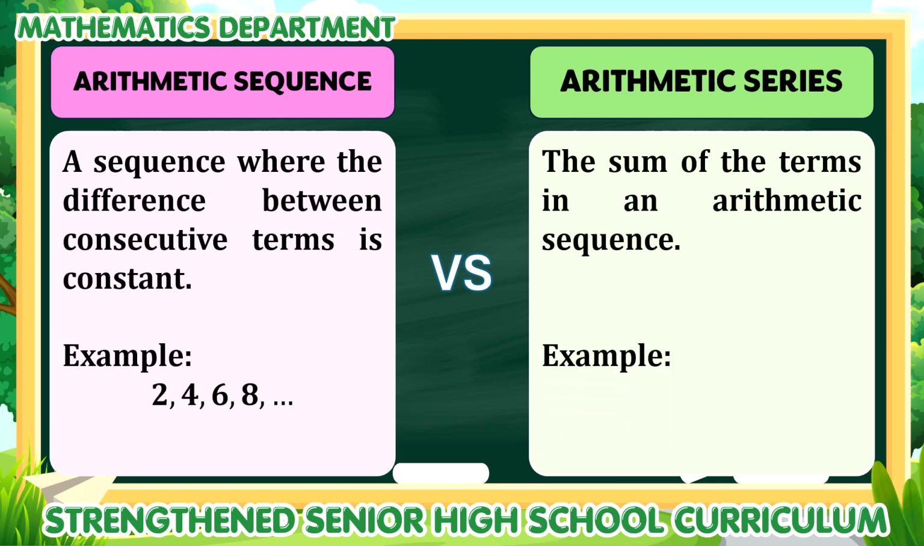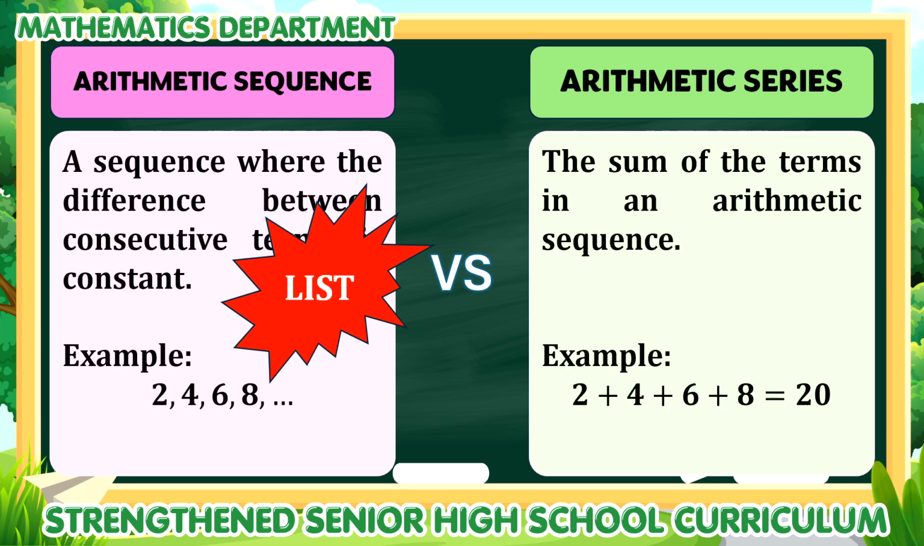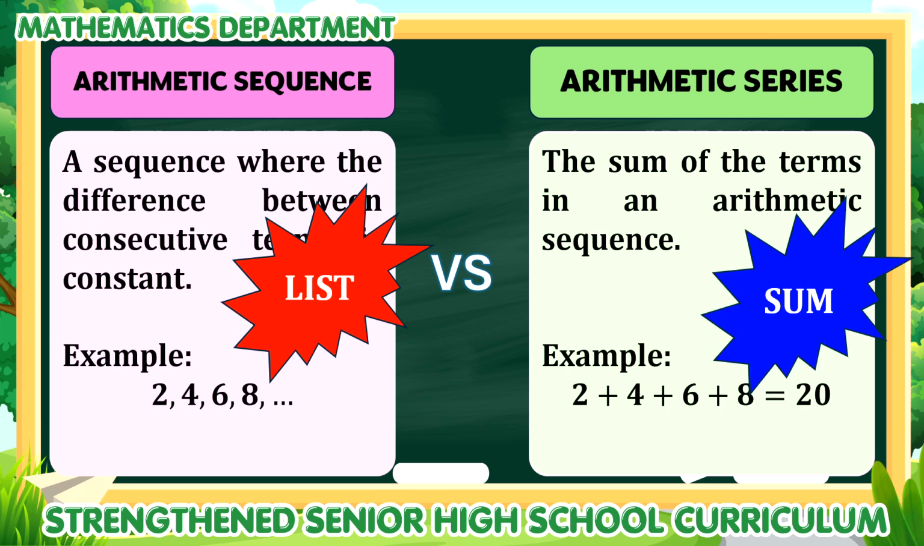So for example, from the sequence 2, 4, 6, 8, when we get our arithmetic series, we will have 2 plus 4 plus 6 plus 8, which is equal to 20. Therefore, the sum of the first four terms of our given sequence is equal to 20. Now always remember, sequence means list and series means sum.